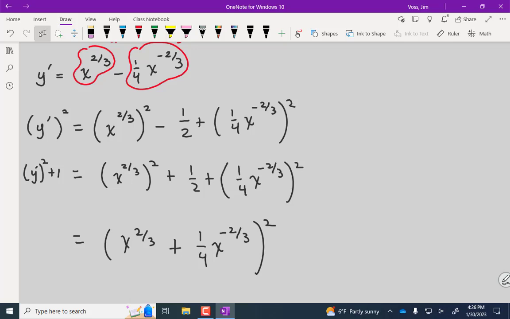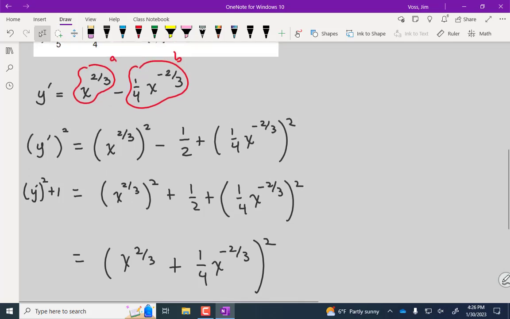Oh, you're right. You can think of it this way: when you square this over here, if you were to square the minus, it would go away. So yeah, you don't want to include the minus.